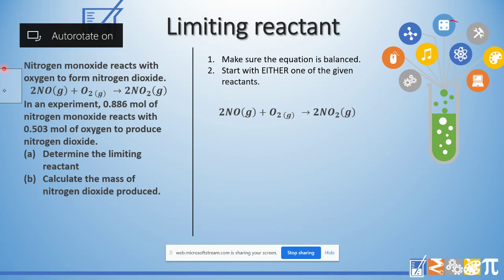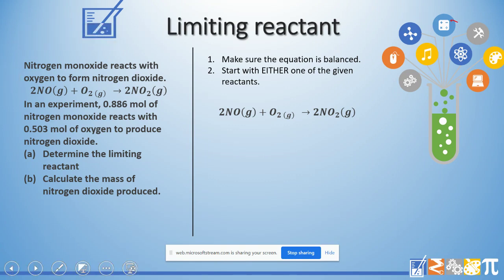Number one, refer to the notes. Make sure the equation is balanced. In this case, the equation is perfectly balanced as you can see here. And what you do is you start with either one of the given reactants. The thing is, these values, 0.886 and 0.503 mole, are not the amount for complete reaction. Maybe one is in excess. So this is what we want to determine now.